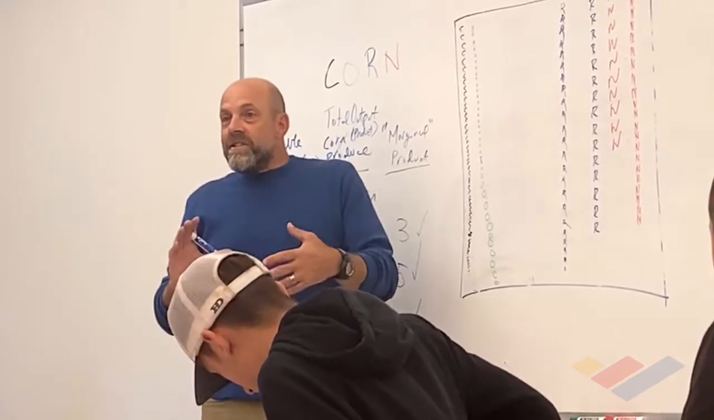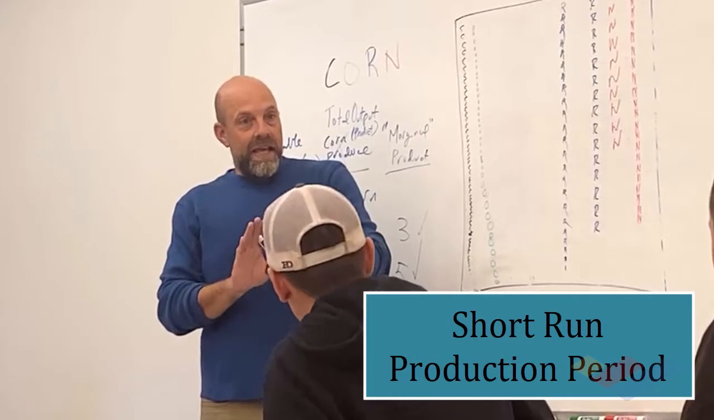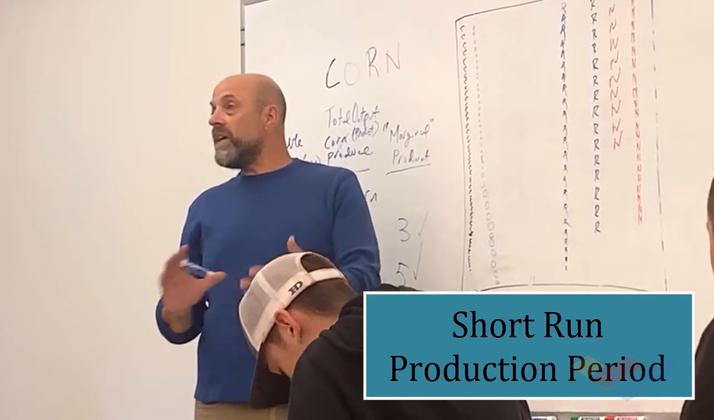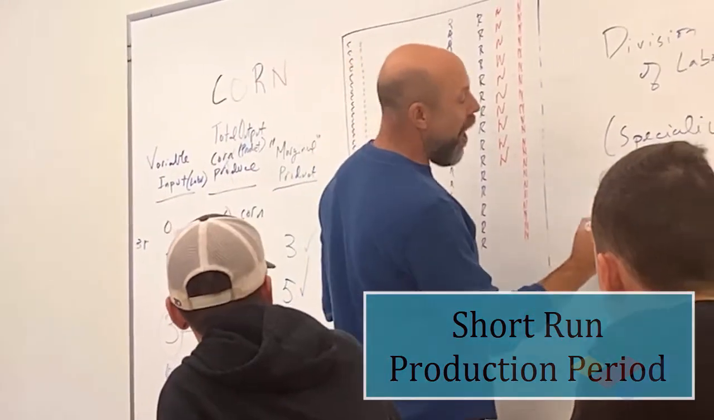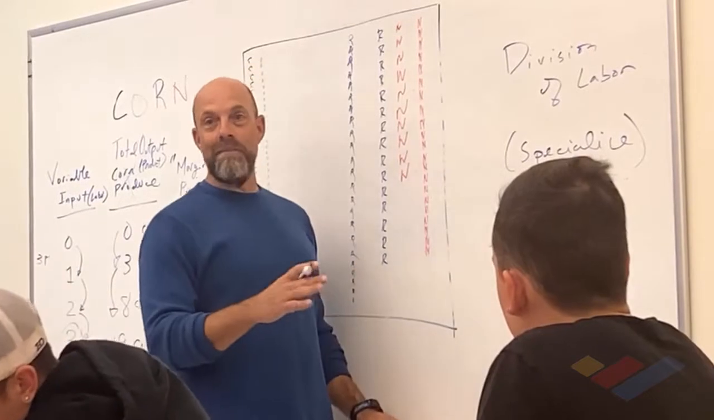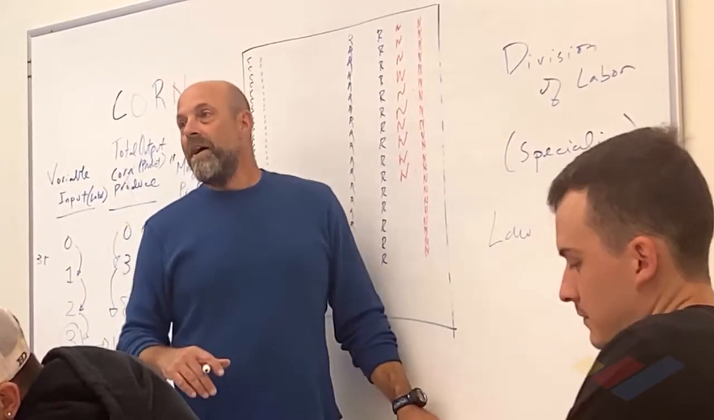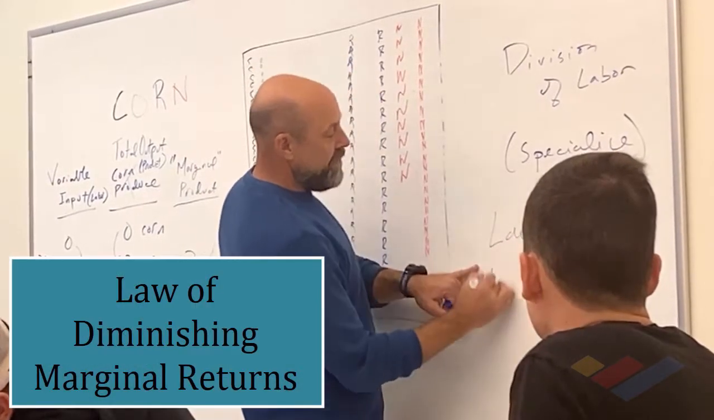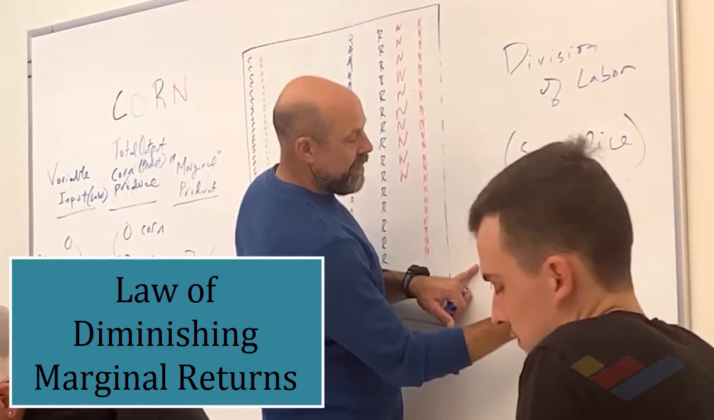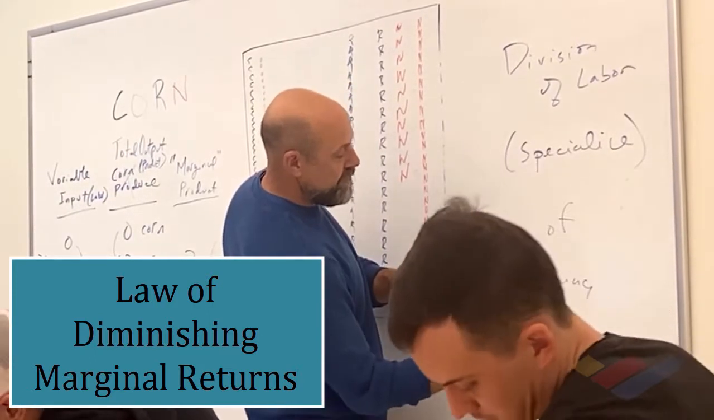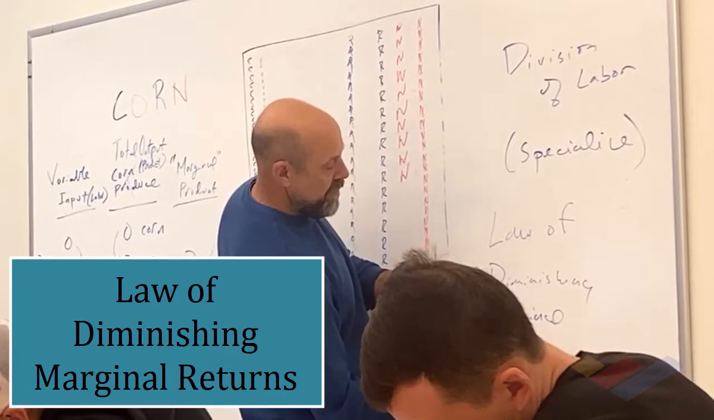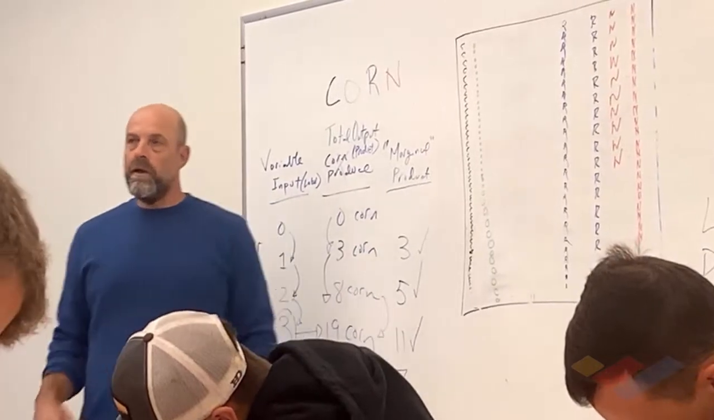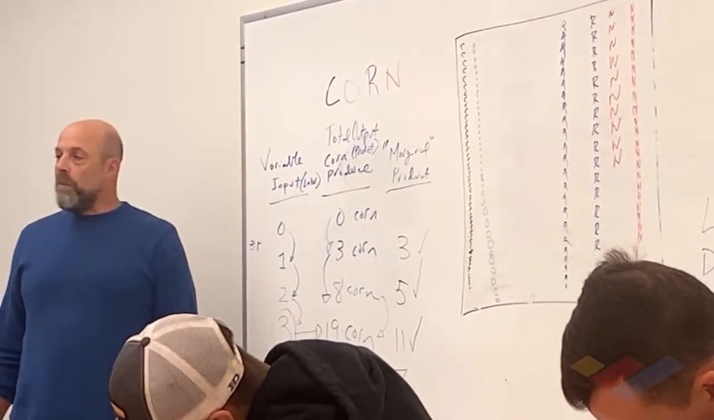So this is a theory in economics, a short-run theory of production that's really important. We think it's so important that we call it a law, right? When we call it a law, we really mean it, right? Like the law of demand or the law of gravity. This law is called the law of diminishing marginal returns. The law of diminishing marginal returns. You've probably heard this before. It's an economics term, but it pops up here and there.